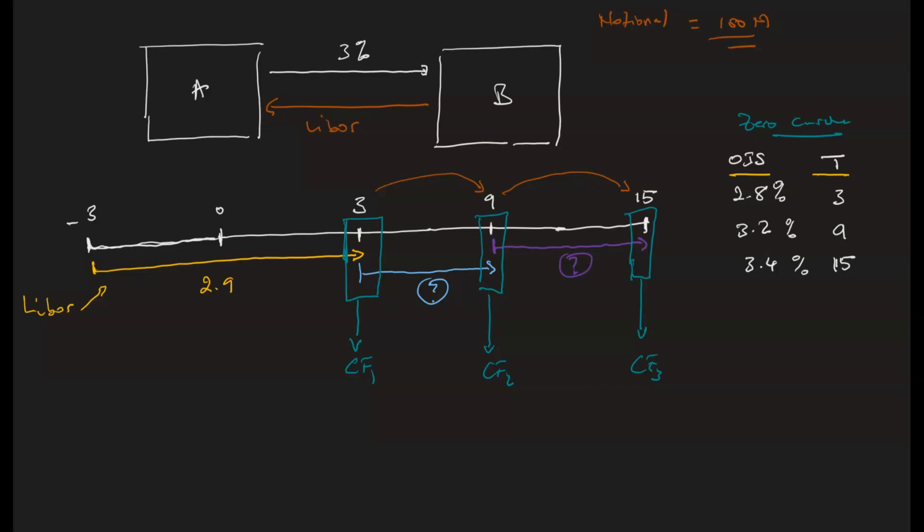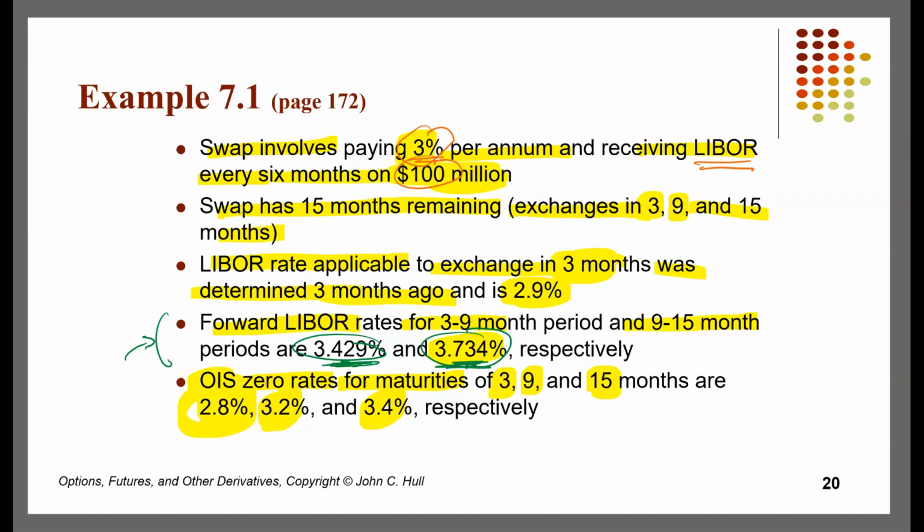Now, something that we want to remember is that the rates on our zero curve are continuously compounded, right? So that's what we're going to use. And these rates are continuously compounded, whereas the rates that are given to us here are not continuously compounded. So let's go back here actually and verify that.